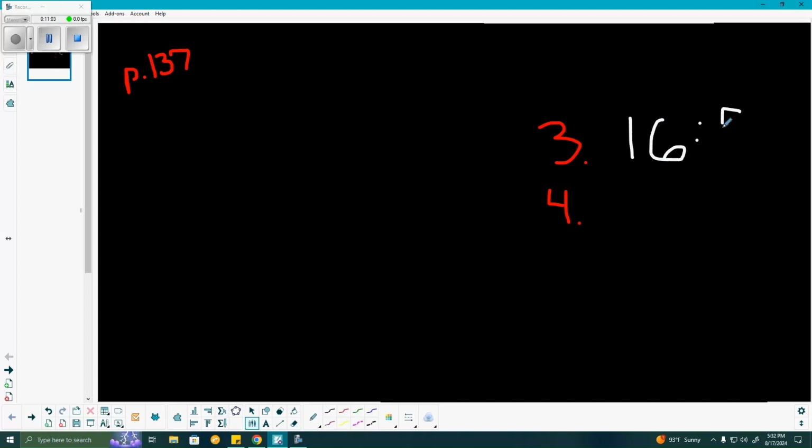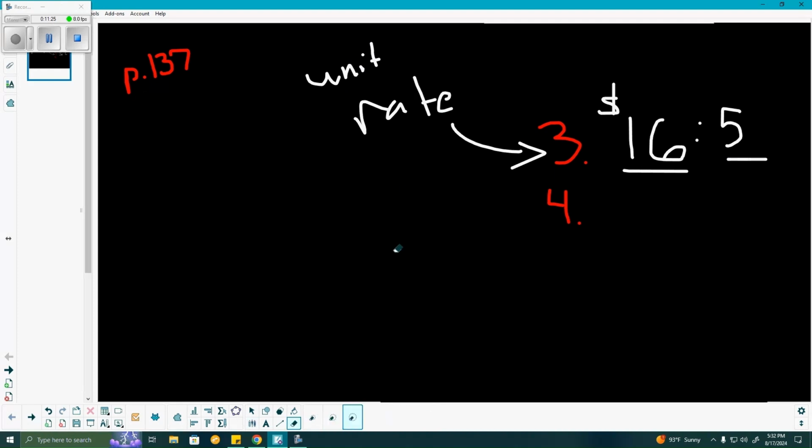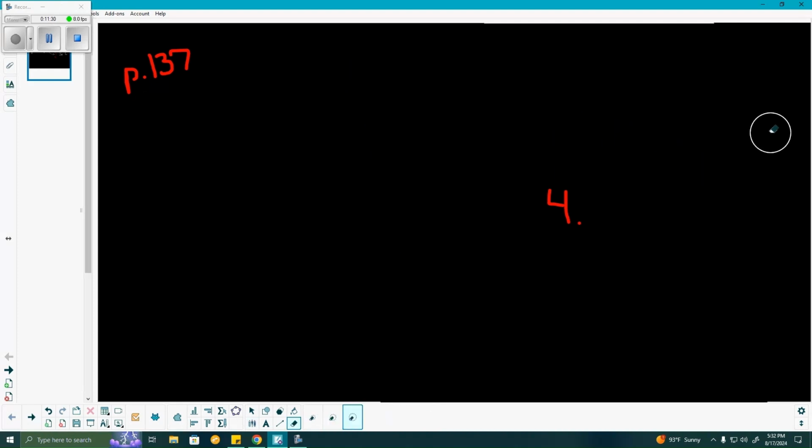So $16 to 5 hours. This is a what? It is a rate. Very good. The reason it's not a unit rate is because it doesn't have 1 in there. If it had a 1, it would be a unit rate. So number 3 is a rate. Very good. Let's look at number 4.